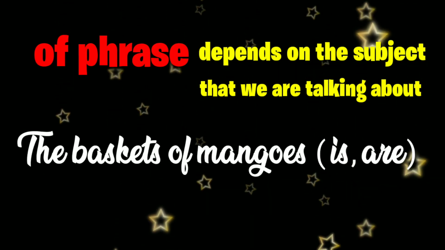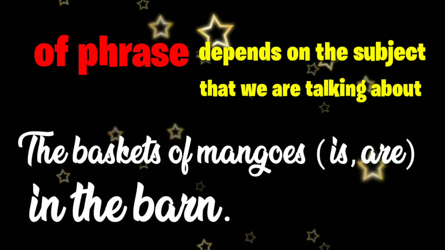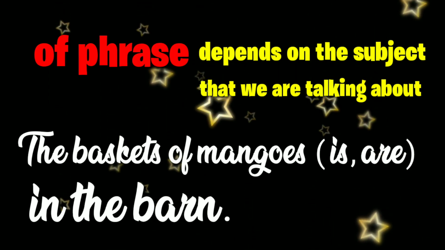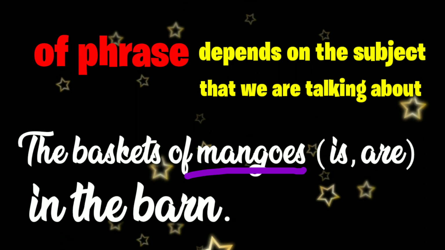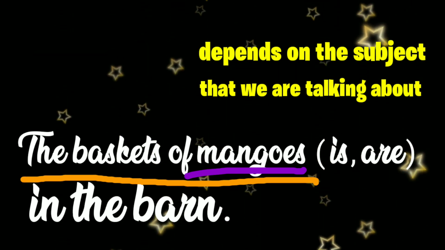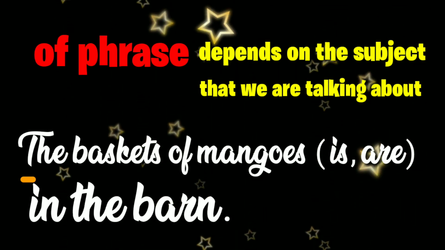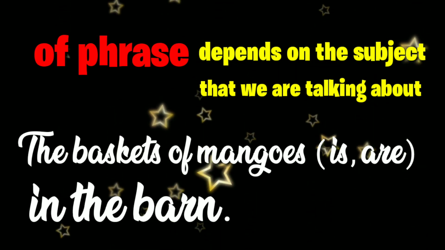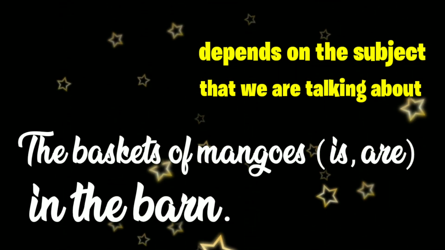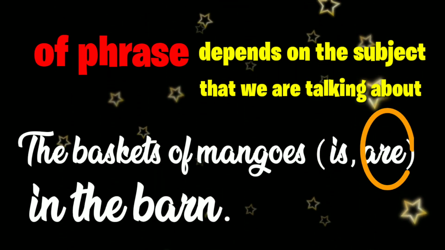Let us have another example. The baskets of mangoes are in the barn. In this statement, what is the subject being talked about? Is it the mangoes or the baskets of mangoes? Very good. The subject being talked about are the baskets of mangoes. Baskets meaning more than one. So the verb that we will use in this sentence is are.